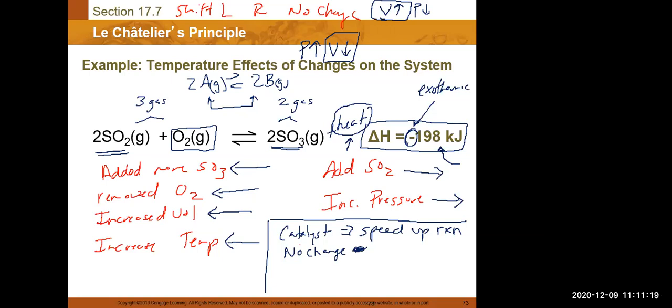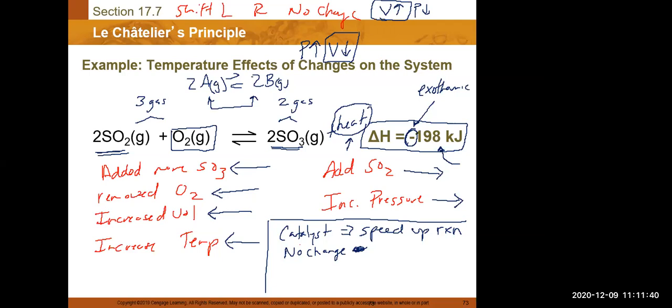Adding a catalyst, adding something like a noble gas, and again, noble gases are chemically inert, so they don't really participate. And lastly, an equal number of gas molecules on both sides. Since there is no side that has more gas molecules or less, it basically will cause no change to occur. Any questions on Le Chatelier's principle?